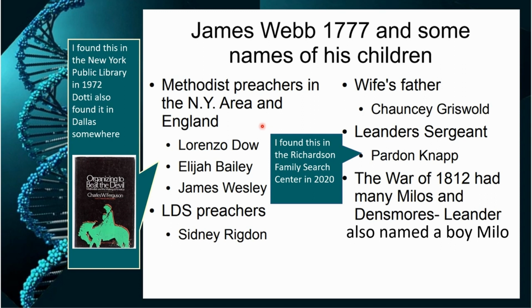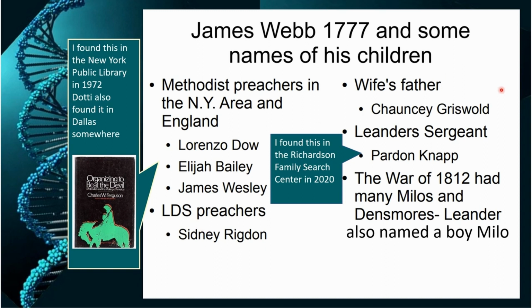Now, later he has a kid named Sidney Rigdon Webb, and those that are LDS know where we'd get that name. So he's not a Methodist anymore. Now he's LDS. Chauncey Griswold's not a problem. That's his wife's father's name. But where in the world does Pardon Knapp name come from?